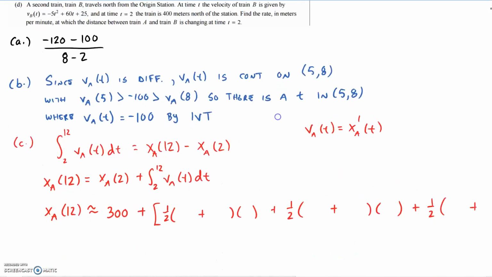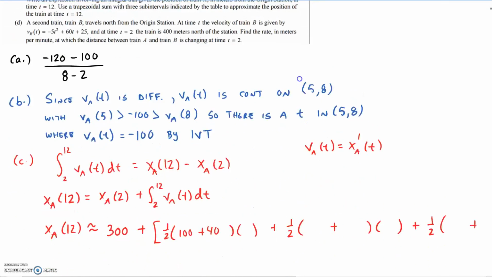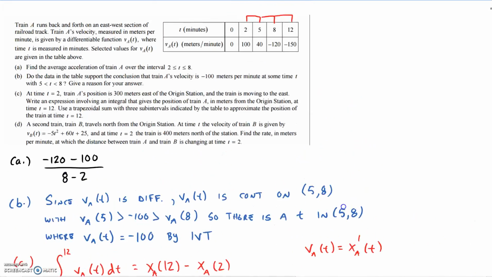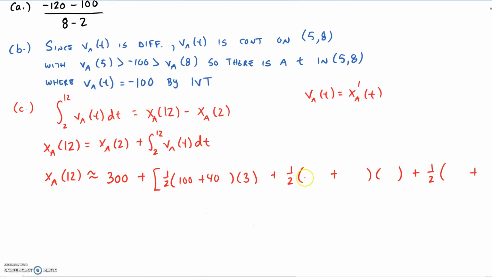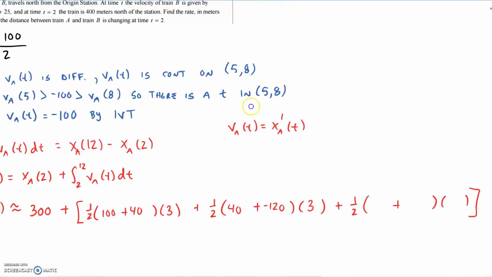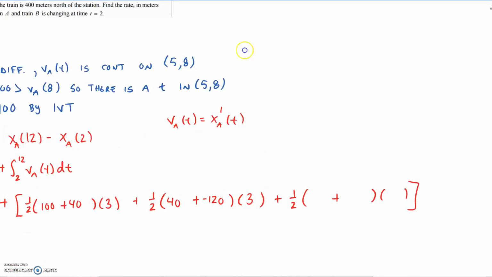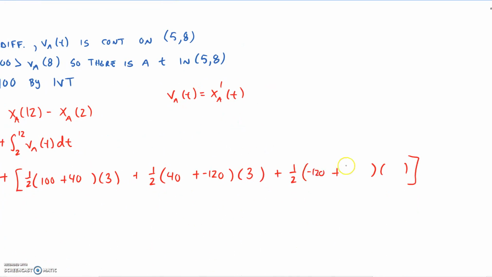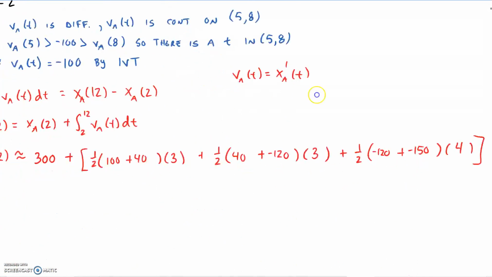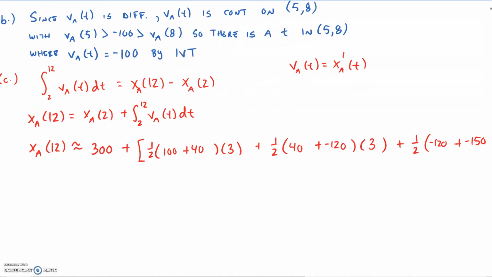So the first one is 100 and 40 are the first two bases, and the height is the change in time, so 3. And then 40 and negative 120 are the bases of that trapezoid, with another 3. And then the last trapezoid, negative 120 and negative 150, and then from 8 to 12, which makes 4. This is free response, so no need to simplify.